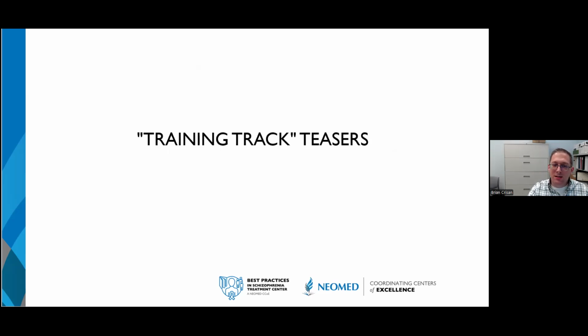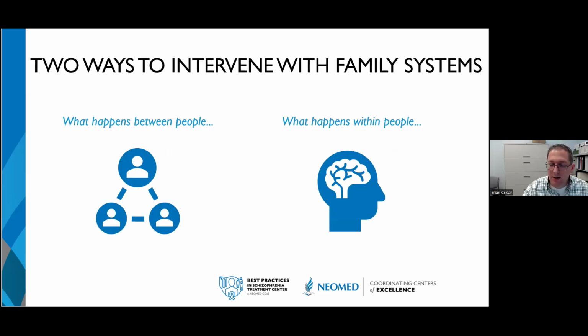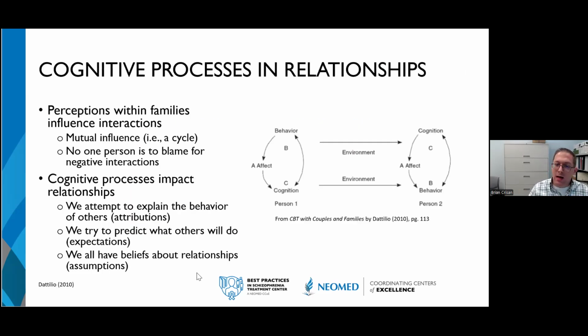So I'm going to give you a little teaser of something that might be part of our training track. And I want you to think about family systems, right? So I categorize techniques in two compartments, right? There's what happens between people within families, and there's what happens within each individual person. I'm going to talk a little bit about what happens within people when they're interacting with their family members, or the cognitive processes that occur.